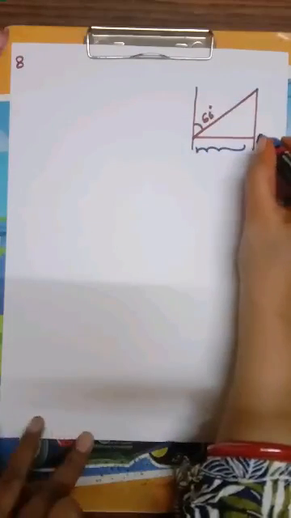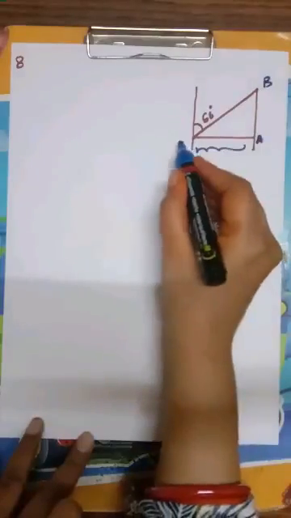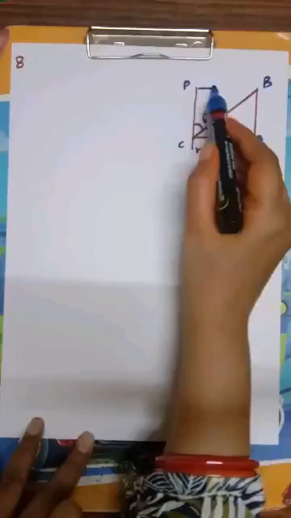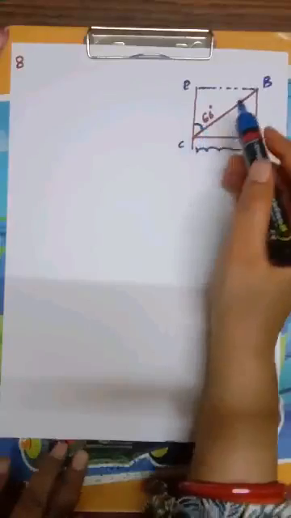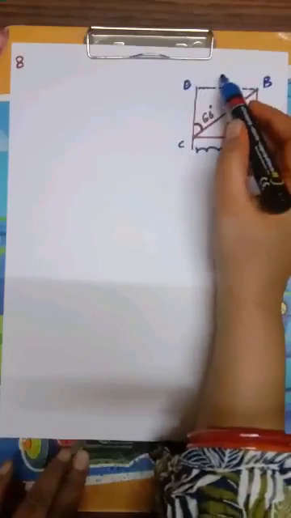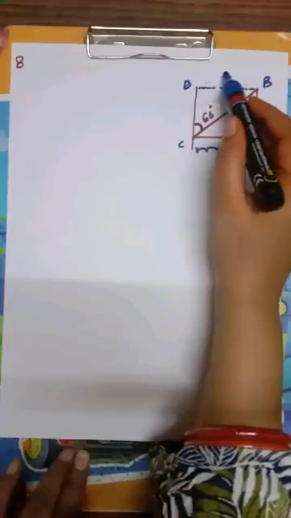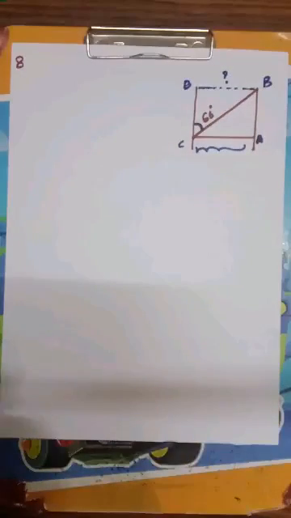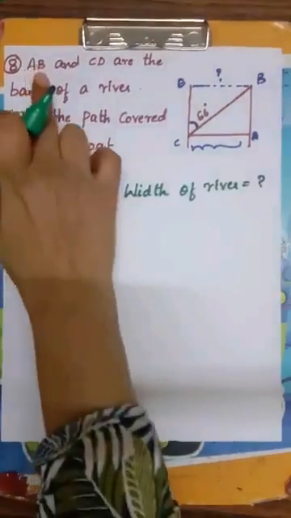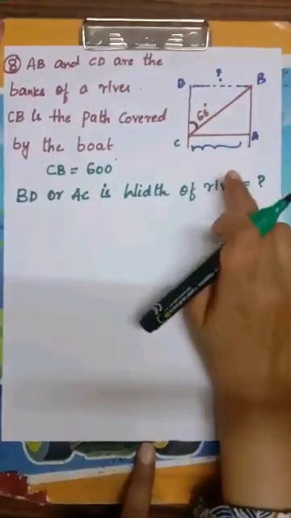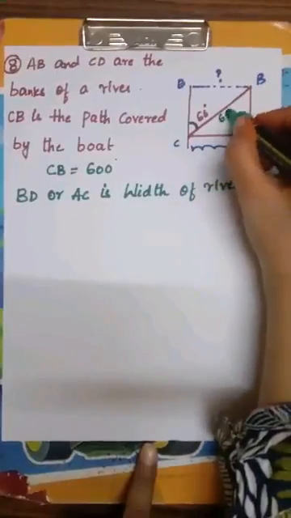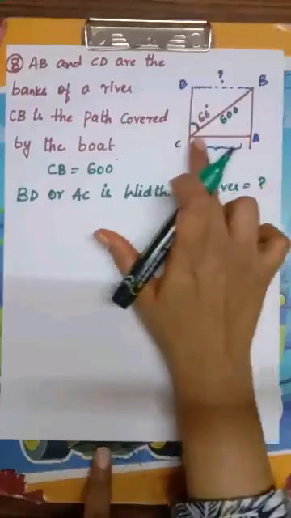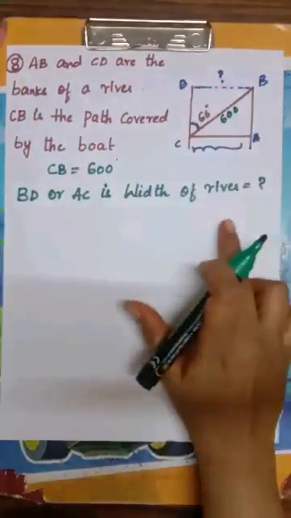चलिए इसको अब हम लेबल कर देंगे माँ A, B, C, D. AC and BD is same. See, theta is here. So BD is what? Opposite to theta. हमको BD फाइंड करना है. Width of the river. Let's write about the figure. AB and CD are the banks of the river. CB is the path covered by the boat, that is 600 meters. This is also given. We have to find the width of the river, that is AC or BD. This is width of the river.